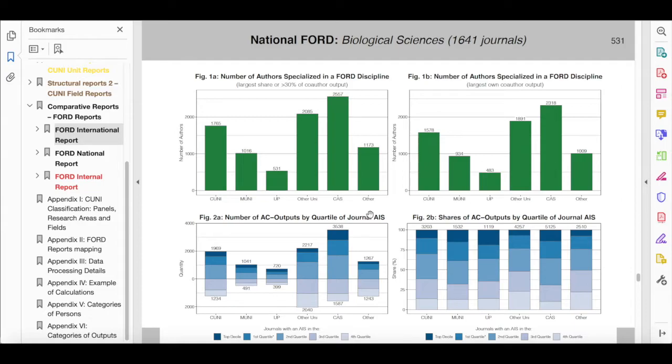Similar to the International Report, the National Ford Report starts with 2 graphs depicting the approximate number of persons at selected domestic institutions doing research in biological sciences. These graphs show the number of authors affiliated with each institution, whose major share of co-authored output, produced during the reference period, was in biological sciences. The share of output is considered major if it is larger than 30%, or is the largest, in case of Figure 1a, and only if it is the largest, in case of Figure 1b.